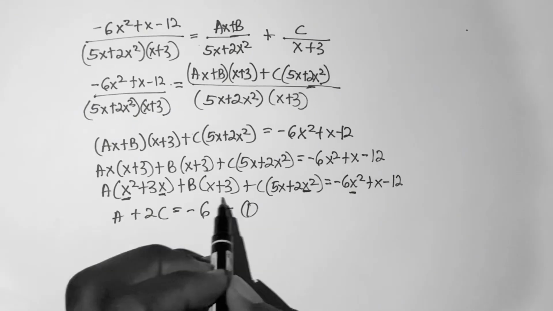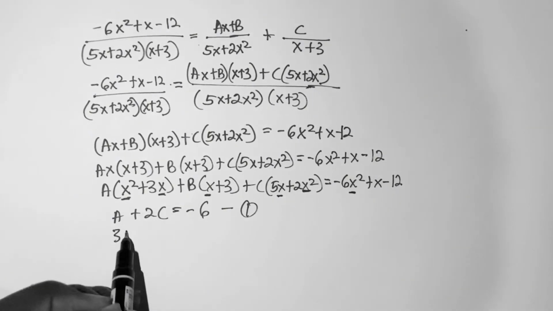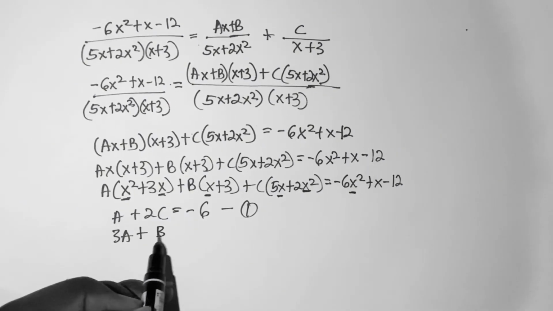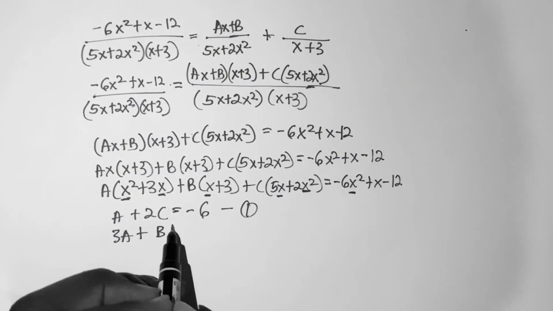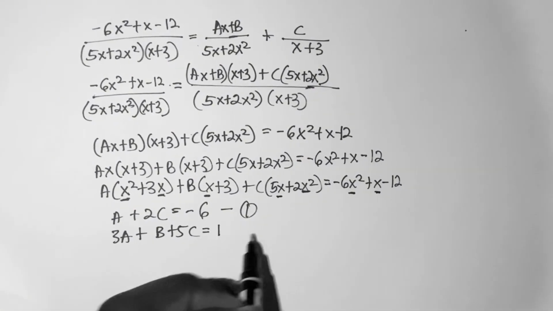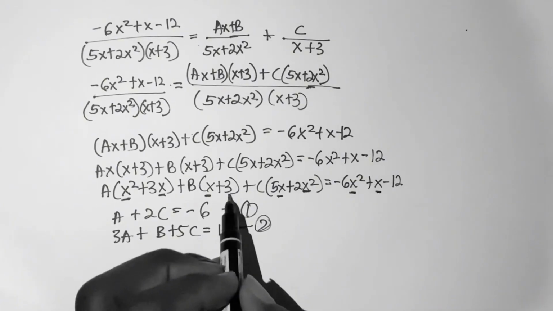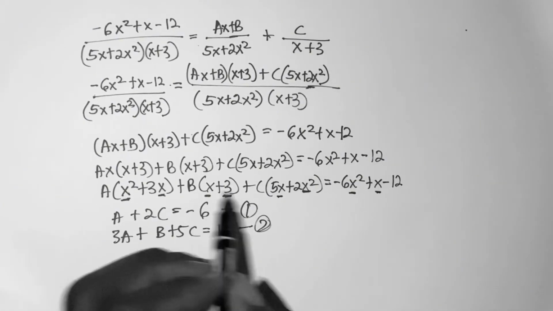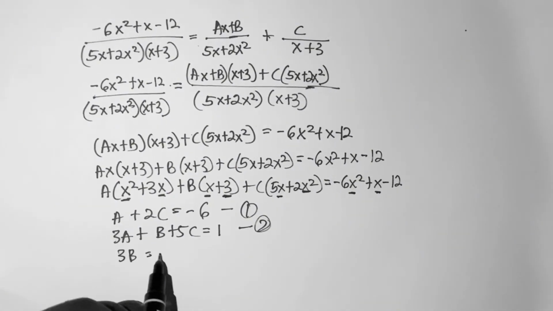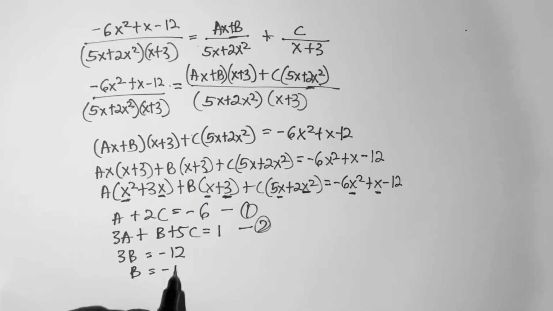Then here's x, here's also x, and here's x. So 3a, and then plus b, and then here's 5c, so plus 5c is equal to the coefficient of x, which is 1. So this is equation 2. And then the last thing is this b, so 3b is equal to minus 12. So it implies that b is equal to minus 4.